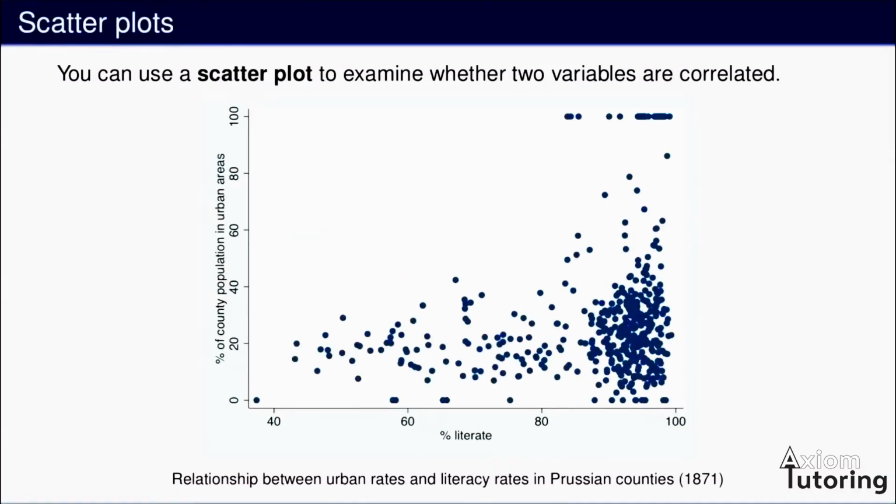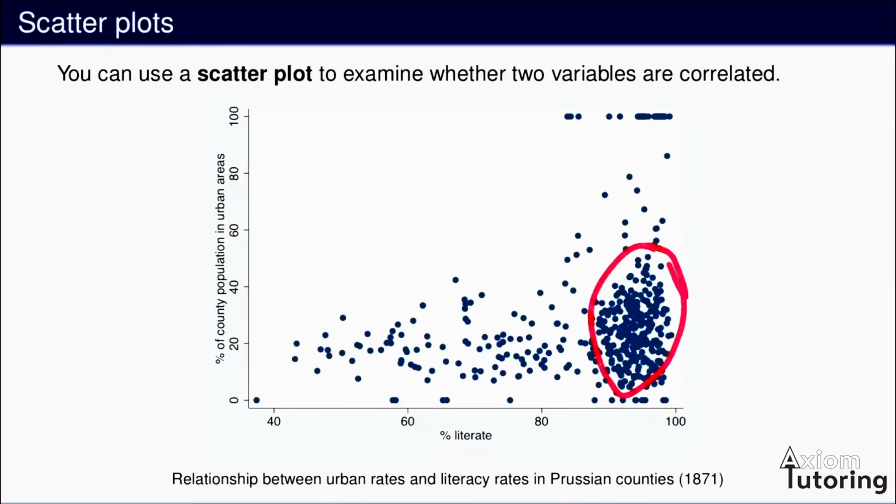So with this scatterplot, once again, we have the literacy rate in a county on the x-axis, but now on the y-axis, we have the percentage of the county's population in urban areas. Okay, so just a measure of the urban rate. So here, what do we see in that scatterplot?